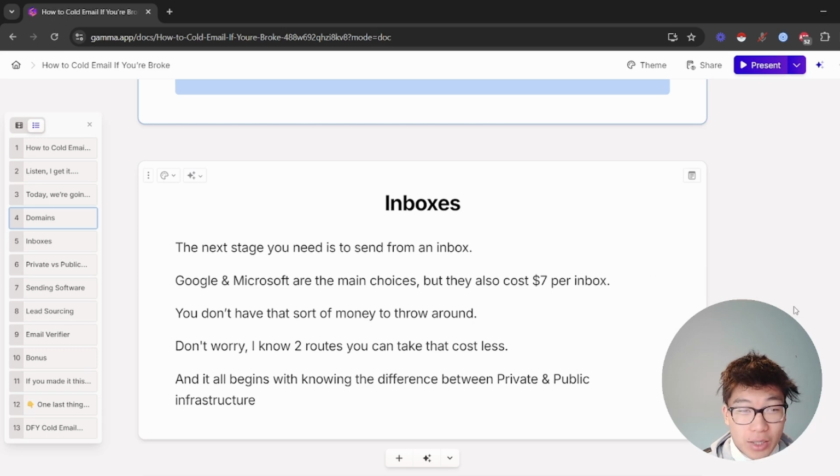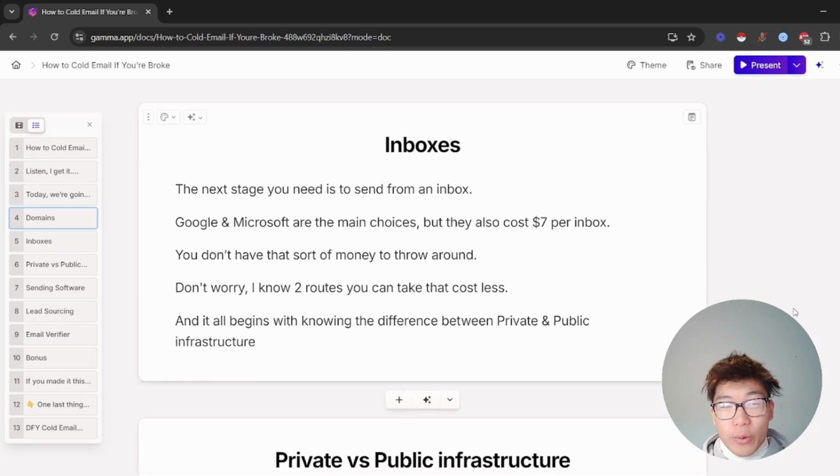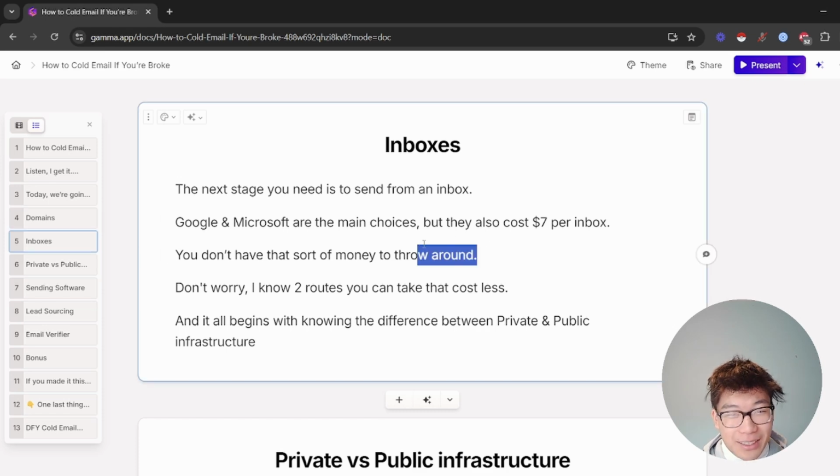So next on the list is inboxes. Again, when you look at Google and Microsoft, which are the main choices on the market, they cost about $7 per inbox, which is an insane amount sometimes. If you're running some big mega multi corp and you're like, $7 an inbox, I make like a million a year in profit, who cares? That's a you problem. I'm currently not in that space, and a lot of the lead gen guys I know aren't either, because when you're running margins like this and you don't have a ticket size of like 100K, it gets a bit more nifty. So I'm going to assume you don't have this sort of money to throw around, so I'm going to show you how you can get it cheaper.